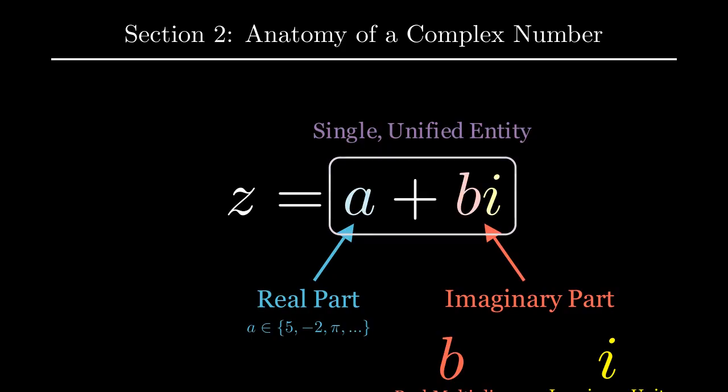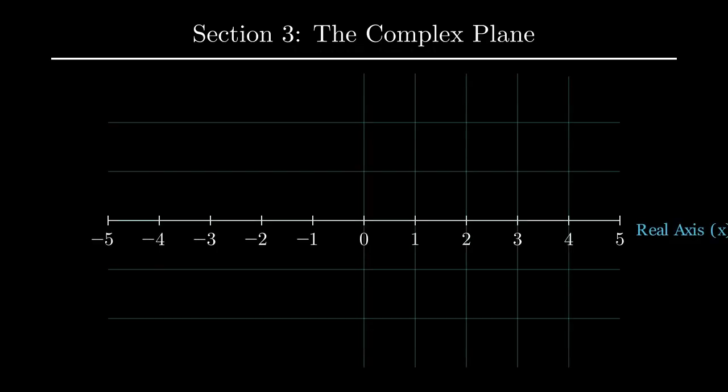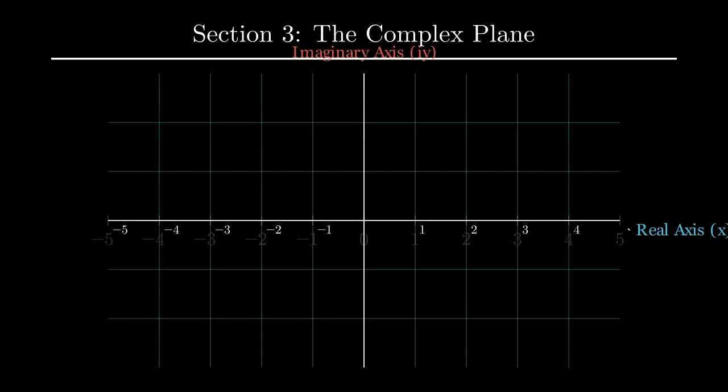Section 3. The complex plane, a new map. To truly visualize this, we must abandon the traditional one-dimensional number line. Introducing the complex plane. Imagine a standard Cartesian coordinate system. The horizontal x-axis becomes our real axis. The vertical y-axis becomes the imaginary axis.